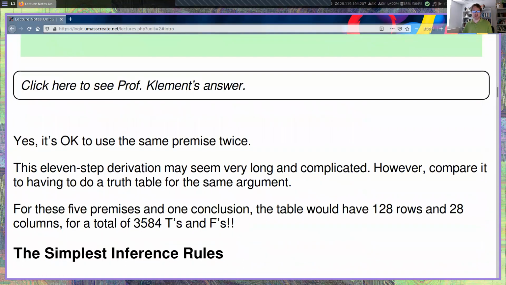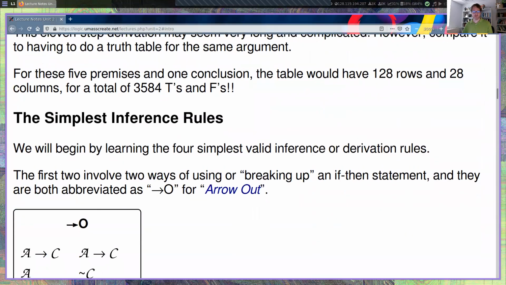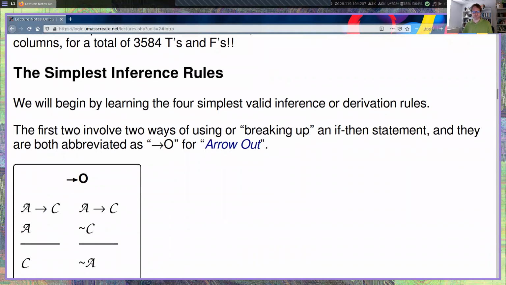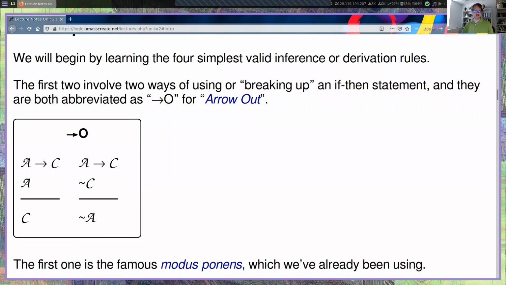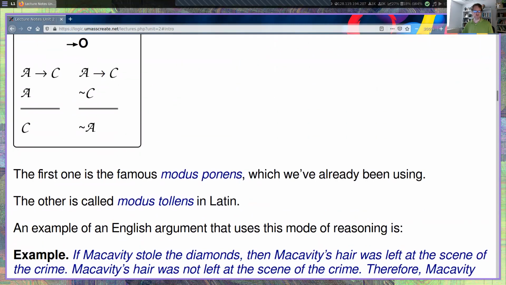So one kind of step you can do is modus ponens, but there are other kinds of steps you can do that are also fairly obviously valid. So the first two we're going to learn, we've already learned half of it, are rules for using an arrow statement. Rules for using or breaking up an arrow statement are called arrow out rules. We've already learned one of those rules, modus ponens. The other one is the one here on the right. It's called modus tollens. Modus ponens means affirming mode in Latin. Modus tollens means denying mode.